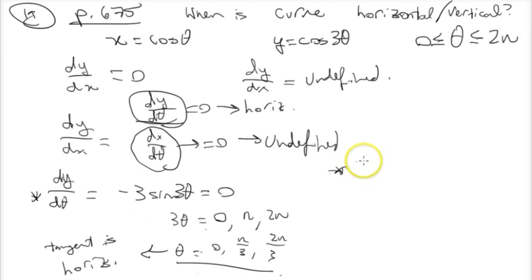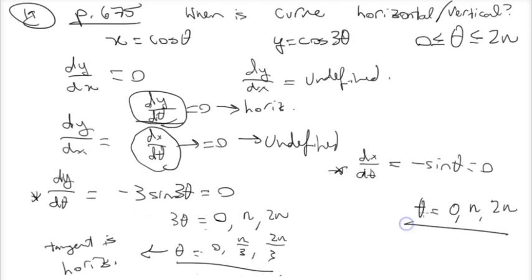Now we have to do the same thing for dx d theta to figure out when the tangent is going to be vertical, or when dy dx is going to be undefined. So what's the derivative of cosine theta? It's negative sine theta. And now this is easy. When's negative sine theta 0? Well, it's going to be 0 when theta is 0, pi, or 2 pi. So these are the moments when the tangent is vertical.